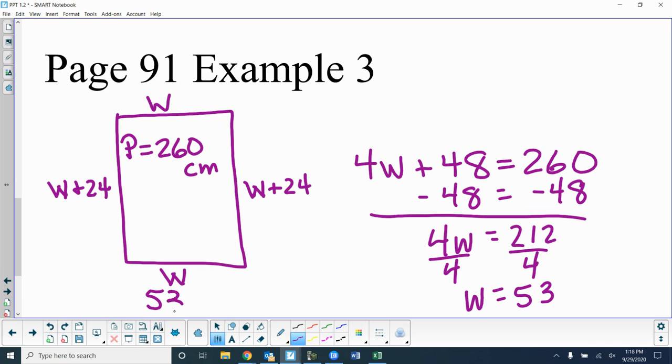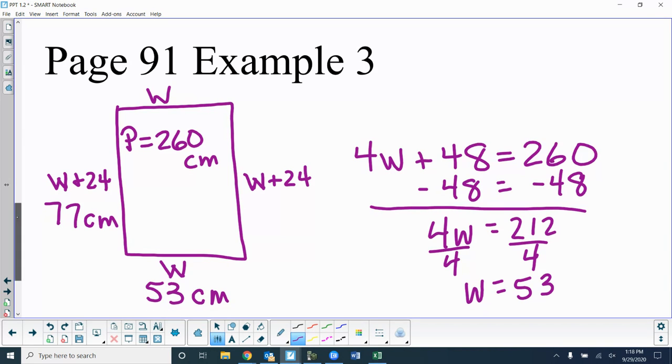And they said, the question is, what are the dimensions of your painting? Are we done? No, we got to add the 24 also, right? We got to get that 77. Okay, make sure you answer the question then, once you're done. Okay? Not just get a value for X and go on. Make sure you answer what they're asking you to answer.